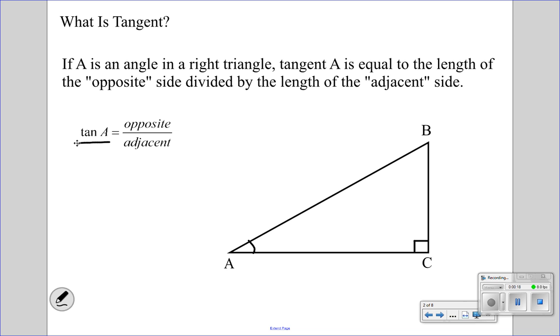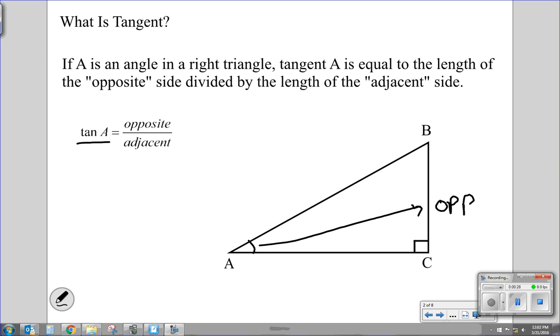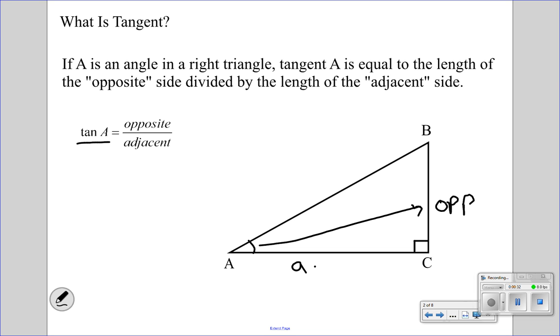So we're going to start from our angle A. Our opposite side is the one across from it. So the side across from our angle is our opposite side, and then our adjacent side is the side next to the angle. Notice it's the side that's not the hypotenuse. This is always going to be within a right triangle, and so we're not using our hypotenuse. So our adjacent side is the other side next to our angle that's not the hypotenuse.